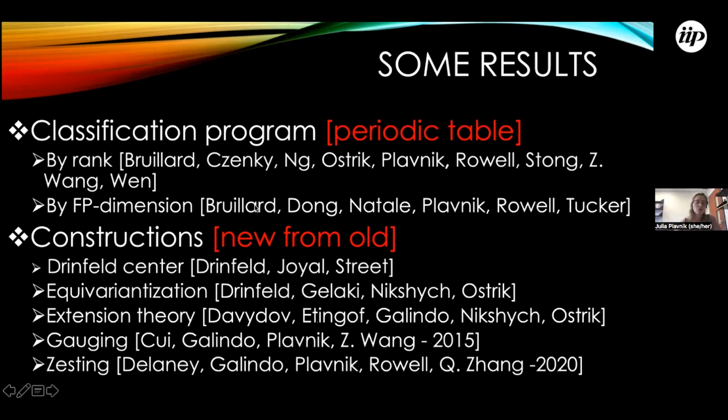So what we try to do is get new categories from things that we know. For example, the Drinfeld center is a classical construction for monoidal categories. Equivariantization, which is taking fixed points under a certain action, or orbifold, if you're familiar with that, is related to equivariantization, and with gauging, extending the theory, or something called zesting. So these are the kinds of things that we have been doing.